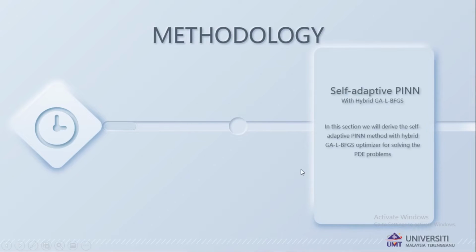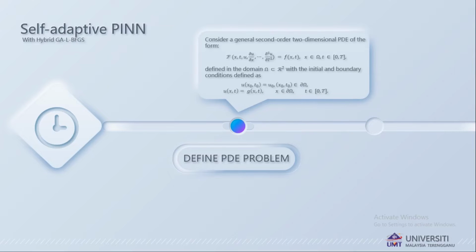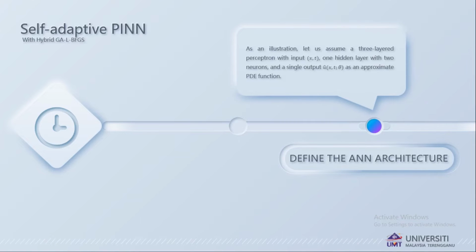Firstly, we have to define our PDE problem. In this case, we solve the second order PDE in the form of this, and then the initial and boundary condition of the PDE above is this equation. Next, we define the ANN architecture. As an illustration, let us assume a 3-layer perceptron with input X and T, a single hidden layer with 2 neurons, and a single output U hat as an approximation function.